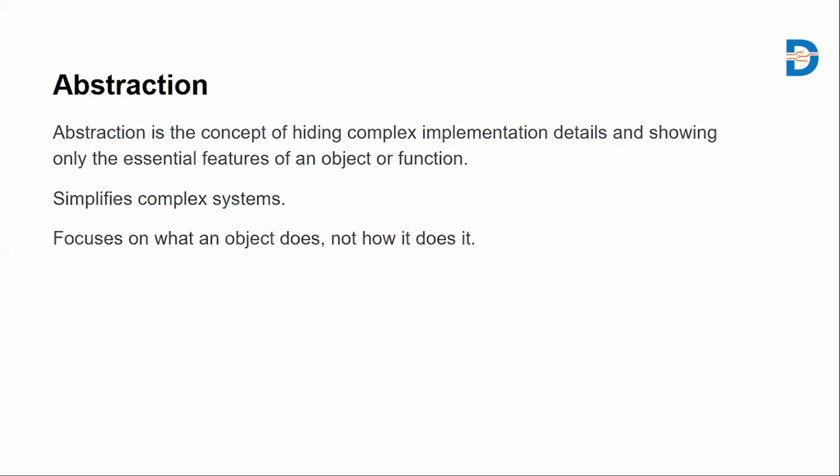Let's say, for example, think about a car. When you drive, you use the steering wheel, accelerator, and brakes. You don't need to know how the engine works internally to drive the car. So the complex mechanisms are abstracted away and you interact with a simple interface. Similarly, in Python, abstraction allows us to define a class with essential functionalities while keeping the complex details hidden. So that is what abstraction is.